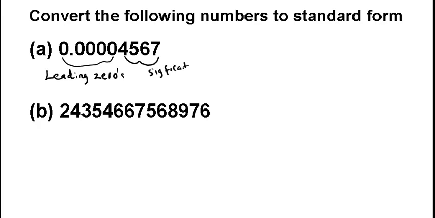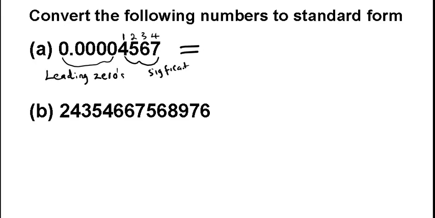So what do we do then? We have to come to this 4, which is significant. That's the first significant number we have. 5 is the second significant figure, 6 is the third, and 7 is the fourth significant figure we have. So we come to the first significant figure, which is 4.